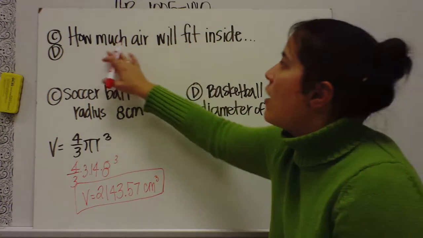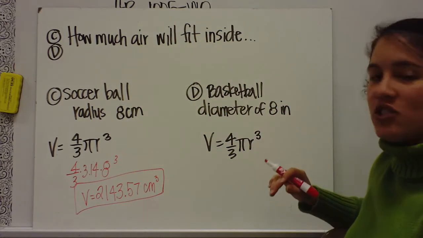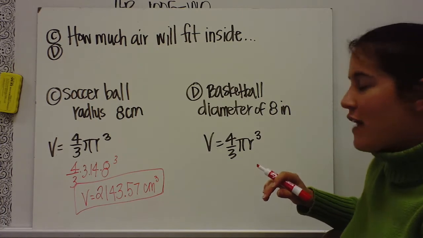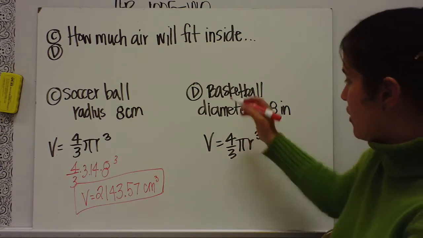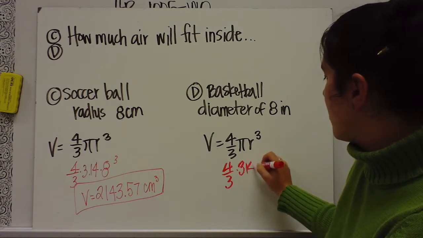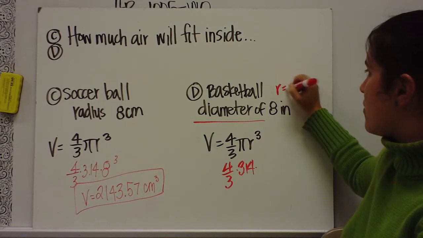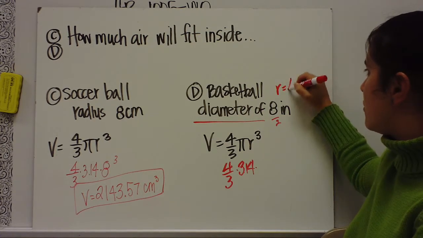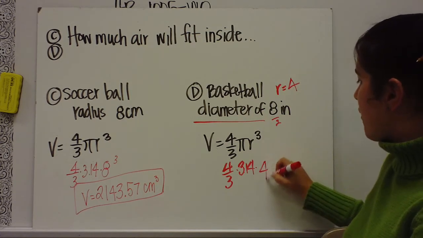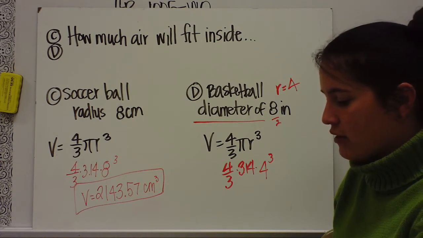All right, part D. How much air will fit inside a basketball with a diameter of 8 inches? A diameter of 8 inches. So I'll start with my formula: 4/3 times pi, and a diameter of 8. So if the diameter is 8, we need to do 8 divided by 2 to get a radius of 4. Then we can type that into our calculator.